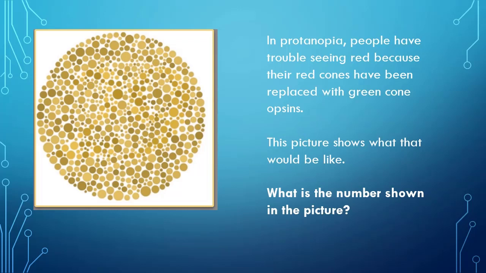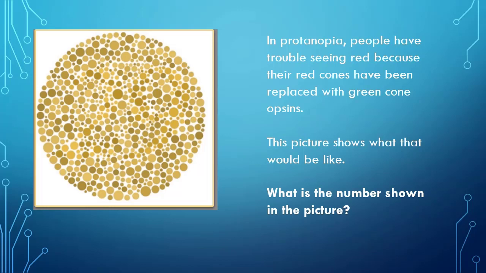But if you've never experienced what it's like for someone that is colorblind, what ends up happening is that the opsins are replaced. So in protanopia, where people have trouble seeing red, the red cones have been replaced with the green cone opsins. And there are a few different types of color blindness, but in essence, everything would look the same here. What I've done is used an app that I often use for making certain that figures in my papers and things like that are colorblind friendly.